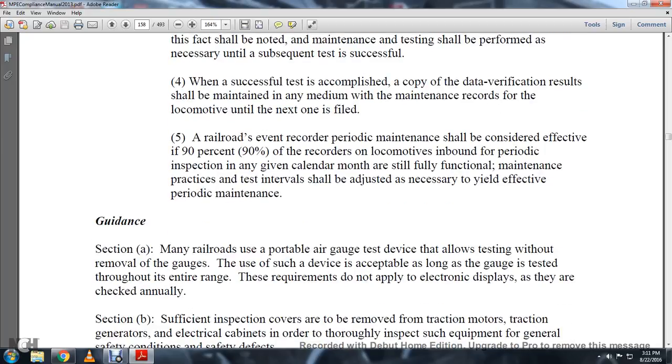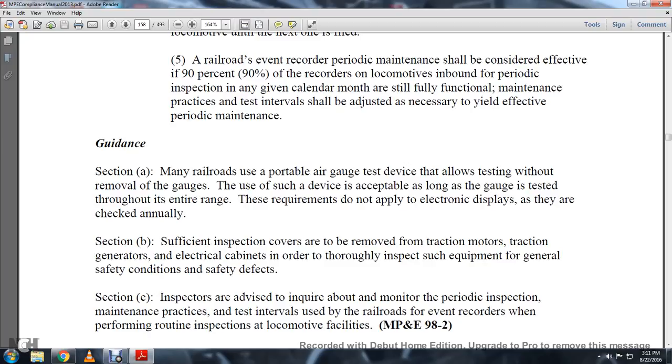5. A railroad's event recorder periodic maintenance shall be considered effective if 90% of the recorders of locomotives inbound for a periodic inspection on any given calendar day are still fully functional. Maintenance practices and test intervals shall be adjusted as necessary to yield effective periodic maintenance.